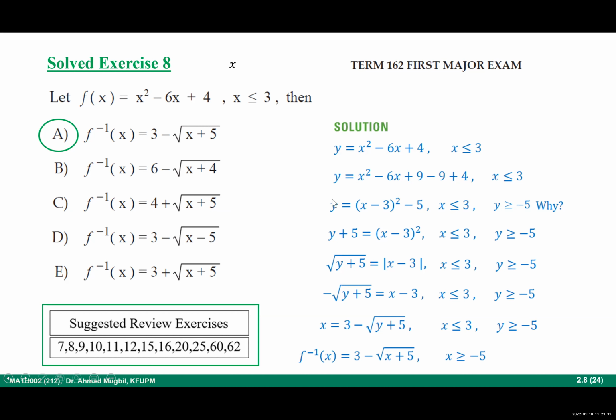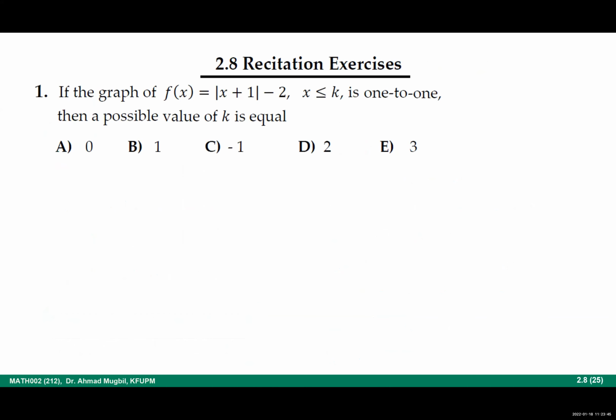In the slides of this semester, I removed the exercises that we had from the textbook. I replaced them with suggested review exercises, and this is from the syllabus. These exercises are suggested in the syllabus of the course, if you can find it.